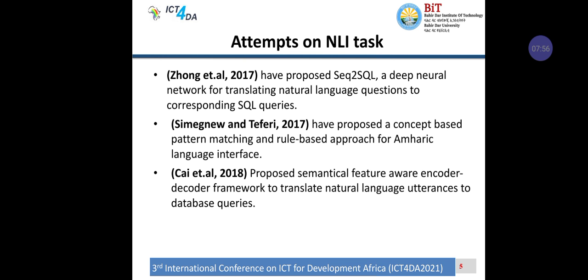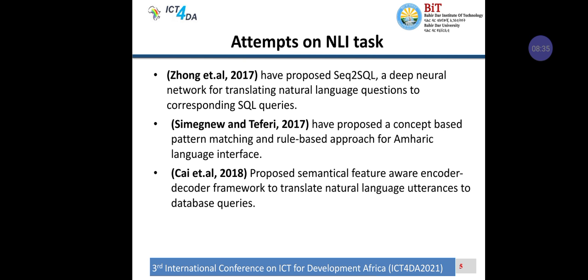Another work, which was conducted by Semenyo, proposed a concept-based pattern matching and rule-based approach for an Amharic language interface. This paper mainly focused on pattern matching, we could say a totally heuristic-based approach to develop a question-to-SQL model. So this was a prominent attempt for Amharic so far.